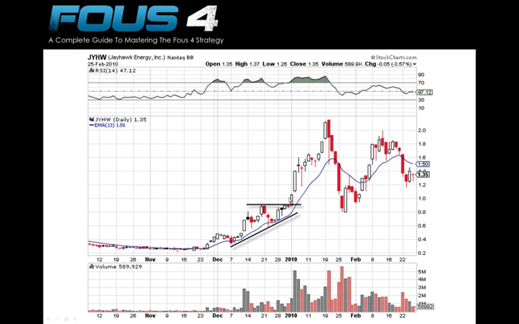This just quickly rose from $1 up to $2 per share. And just as quickly as it rose to $2, it absolutely collapsed all the way back down to 80 cents within a week of being up at $2 per share. So it's always important that you take your profits.